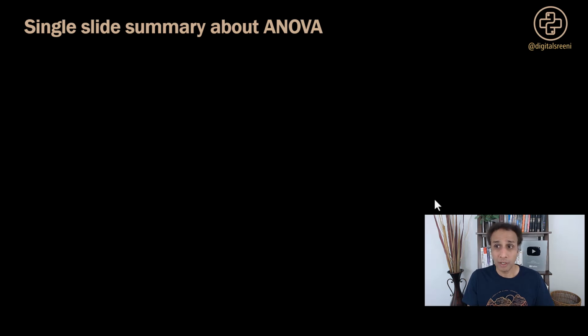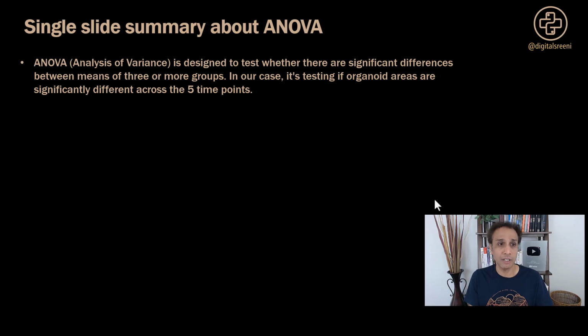Well, I hope you already know what this is, but in case you need a refresher, here it is. ANOVA stands for analysis of variance. You're looking at the variance in the distribution of your data and using that to perform your analysis. So it tests whether there are significant differences.